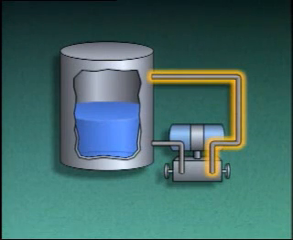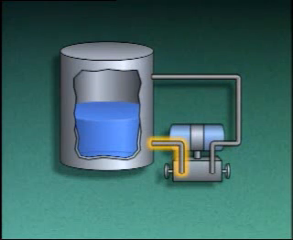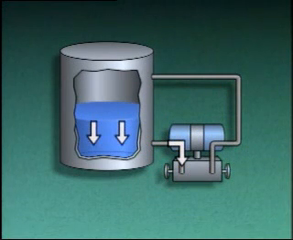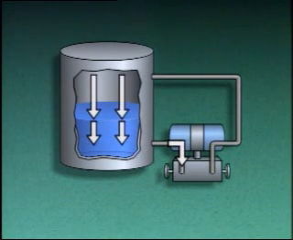We can see how a DP cell works using this simplified illustration. Here, one side of the DP cell is connected by tubing to the upper part of a tank. The other side of the DP cell is connected to the lower part of the tank, near the bottom. The liquid in the tank exerts hydrostatic pressure on one side of the DP cell. When the tank is pressurized, additional pressure is exerted on the liquid and the DP cell.